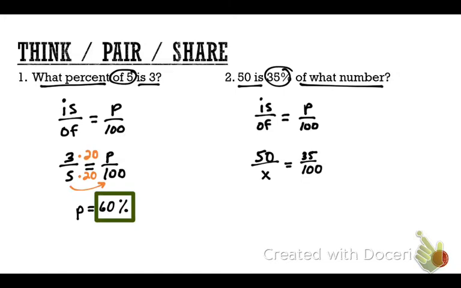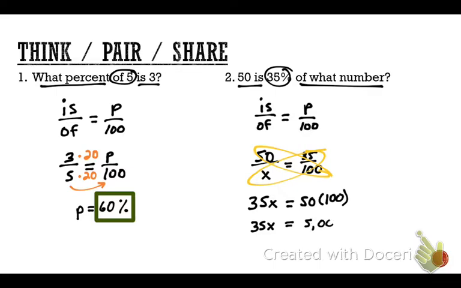Can I use mental math? No, this is not a clear-cut mental math with a good missing link. So instead, we will do which method? Cross products. How many of you got 35x equals 50 times 100? Yep. If yours doesn't look like this, erase it and fix it. Just the boys, what is 50 times 100? 5,000. Just the girls, how do I get x by itself?